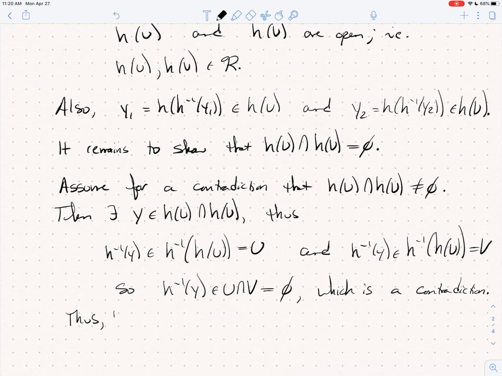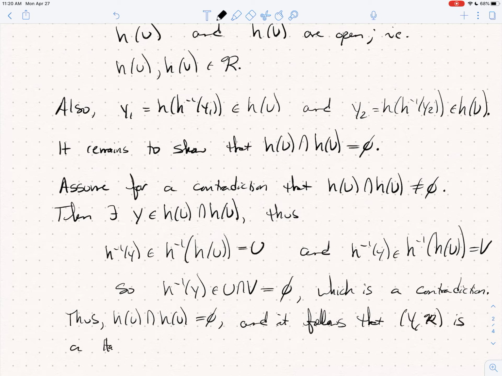Okay, so we can say thus, actually, H of U intersect H of V is empty, and it follows that Y is a Hausdorff space. And so that's the proof, and what it's saying is, again, if U, being a topological space, is a Hausdorff space, then anything else that you are homeomorphic to is also a Hausdorff space.